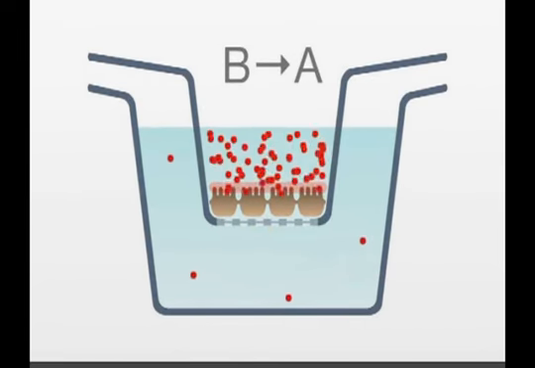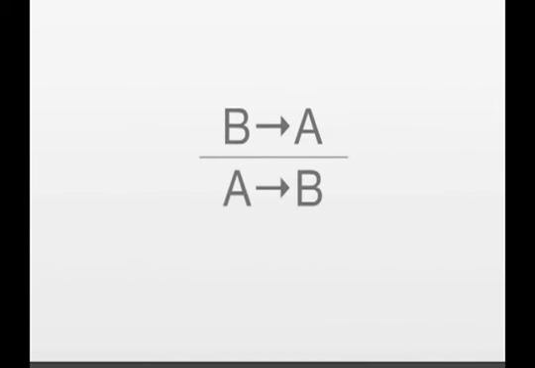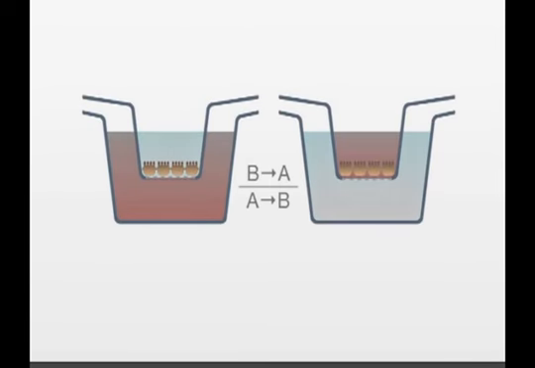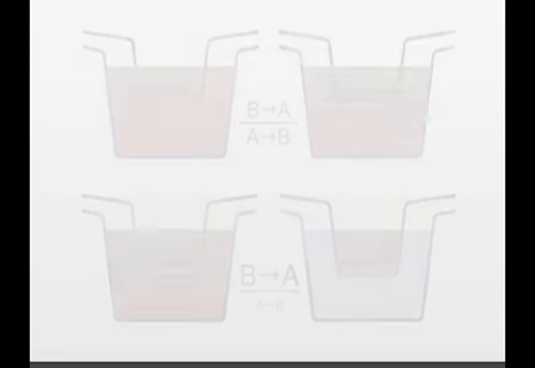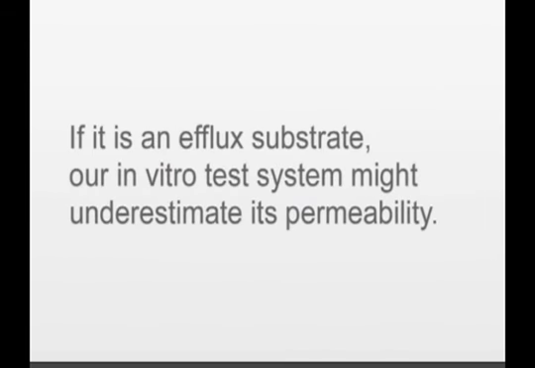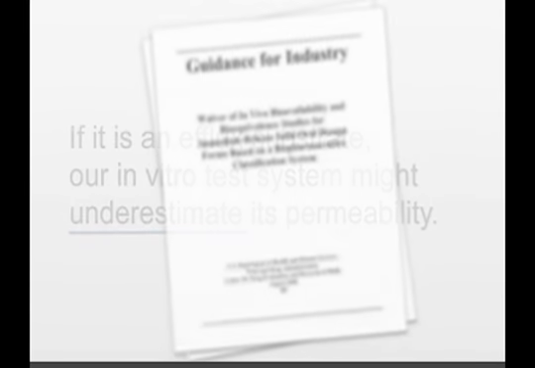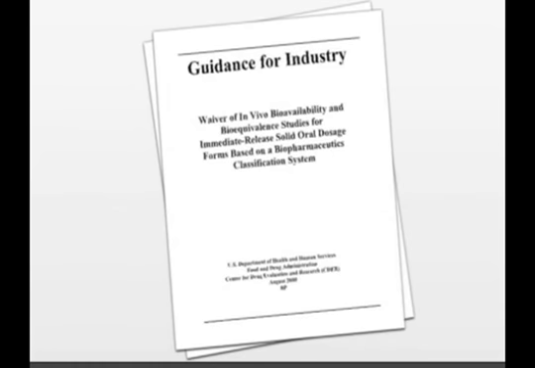The parameter that we look at is the ratio of the two, called the efflux ratio. Non-substrates have an efflux ratio of 1 because they don't interact with an efflux transporter. A drug that is a substrate of an efflux transporter, on the other hand, would have a high efflux ratio. If it is an efflux substrate, our in vitro test system might underestimate its permeability, and the guidance says that in that case, bioavailability has to be determined in a clinical study. At this stage, we also determine tolerability.